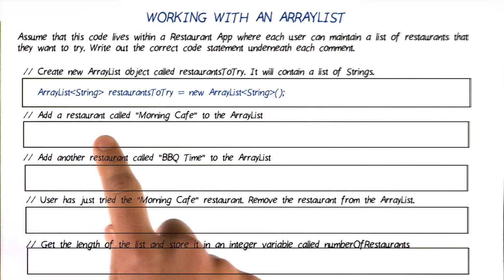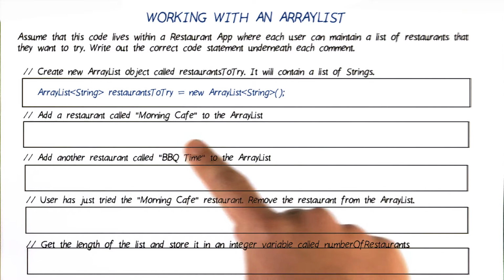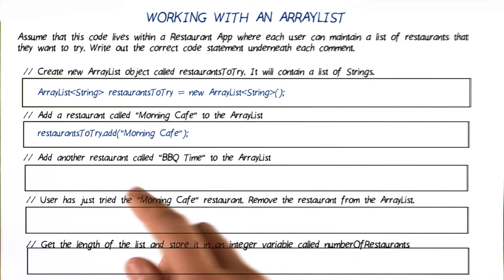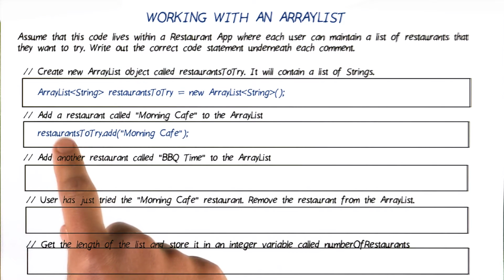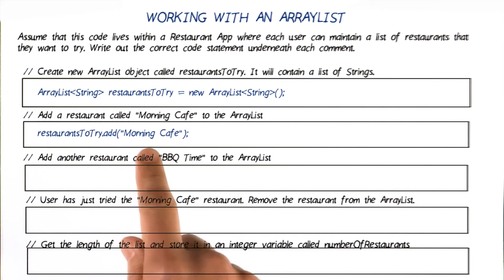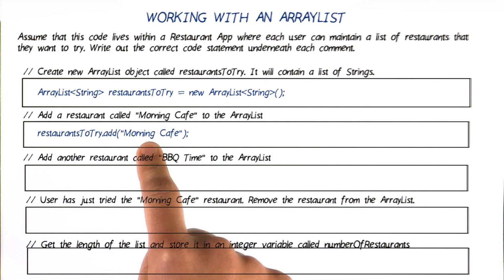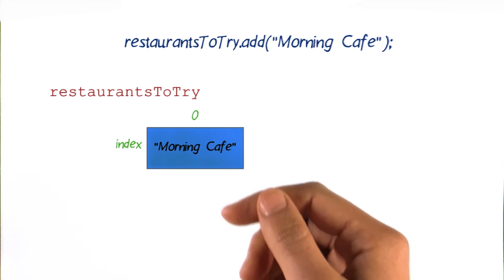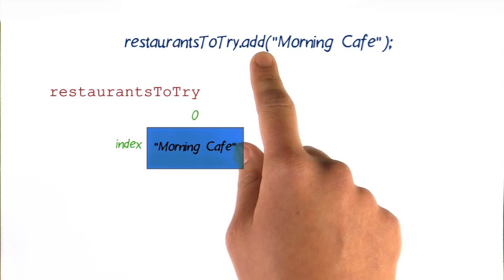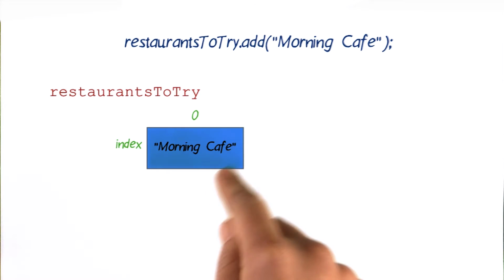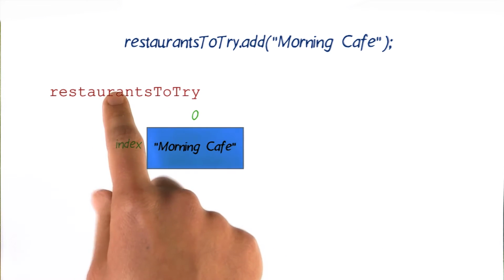Now for this second comment, asking us to add a restaurant called Morning Cafe to the ArrayList, the code looks like this. So we have restaurantsToTry.add, and it's taking in Morning Cafe as its input. So here's what that looks like visually. So using our dot add method, we've added Morning Cafe at the 0th index of our restaurantsToTry ArrayList.